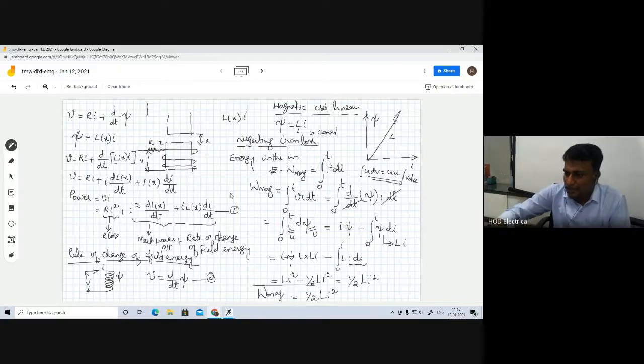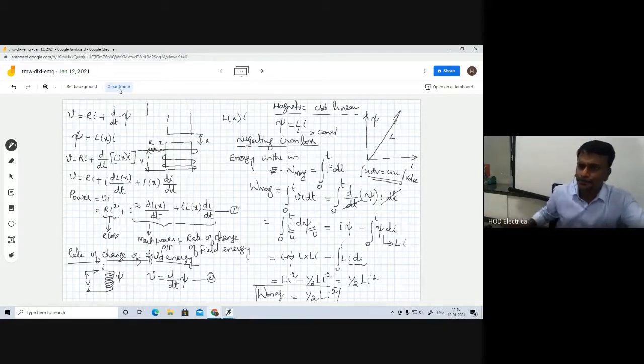Now our aim is to understand what is meant by rate of change of field energy. Then we can substitute in the first equation. So let me rewrite these first two equations once again.